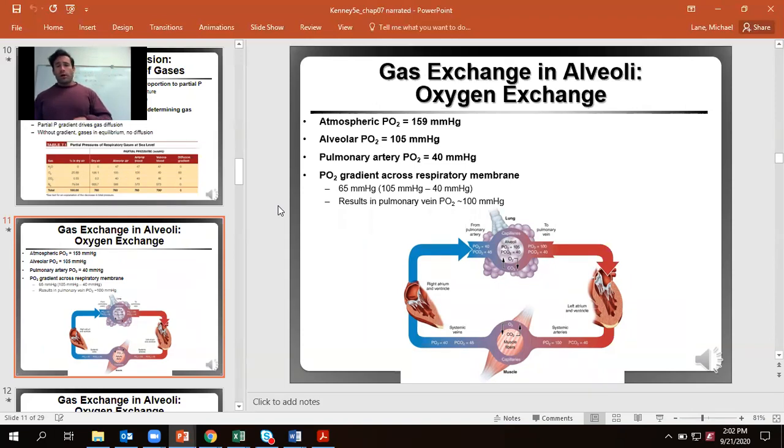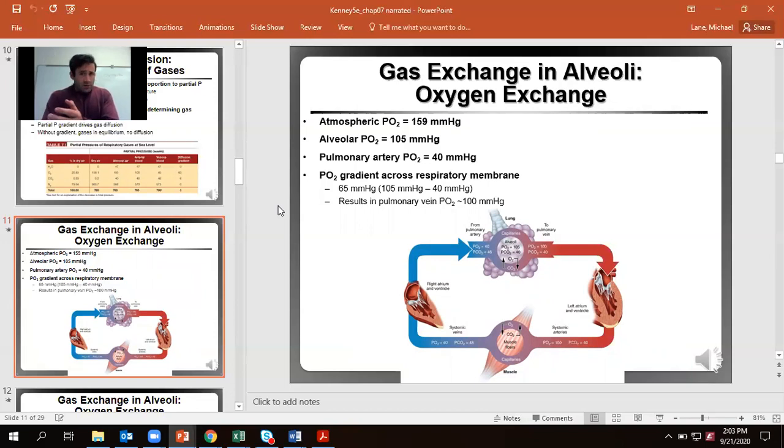Now, the pulmonary arterial pressure, meaning the blood coming back from the veins of the body, left the right ventricle, coming through the pulmonary artery, is very low. It's about 40 millimeters mercury. So that gradient is going to be showing us how much we're able to top it off. So the gradient is 65, typically gets up to about 100 millimeters mercury when that blood is going through the capillaries and there's oxygen obviously readily available.